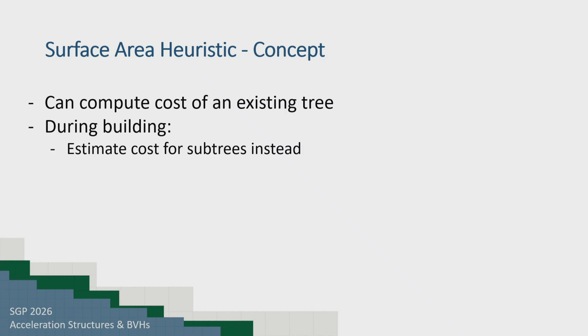But during building, we don't actually know what the tree looks like, so we want to instead introduce some estimates for costs of certain subtrees. So some divisions that we make will have an estimate for those splits, and we use the surface area to calculate the probability of having those things.